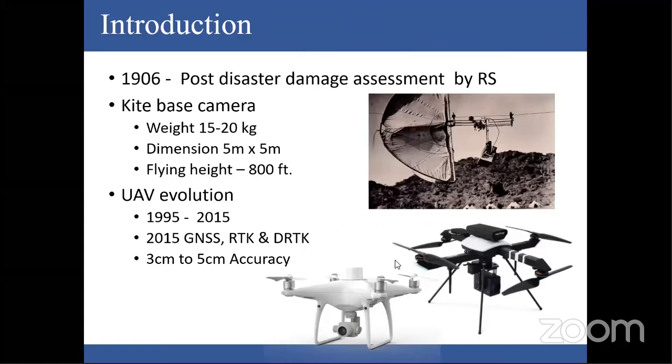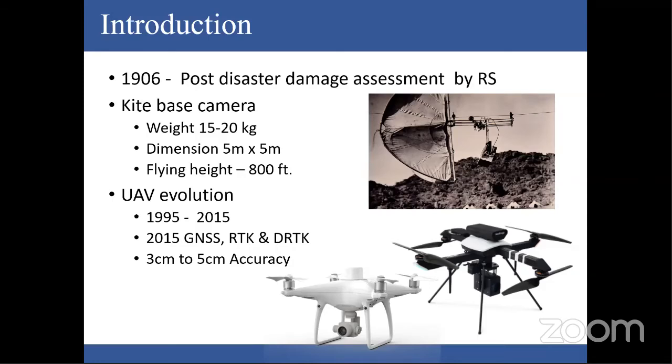As we know, the first disaster damage assessment was done using a UAV in 1906. That kite-based camera had a weight of 15 to 20 kg and dimensions of 5 meters by 5 meters, and the flying height was about 800 feet.